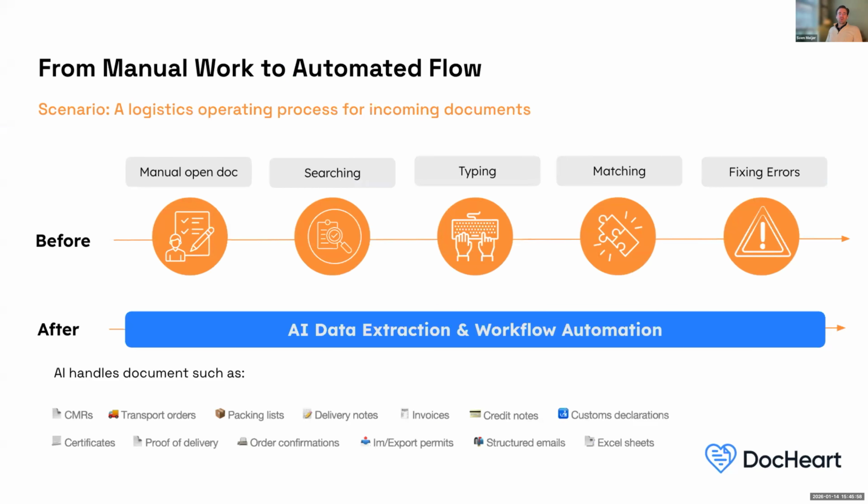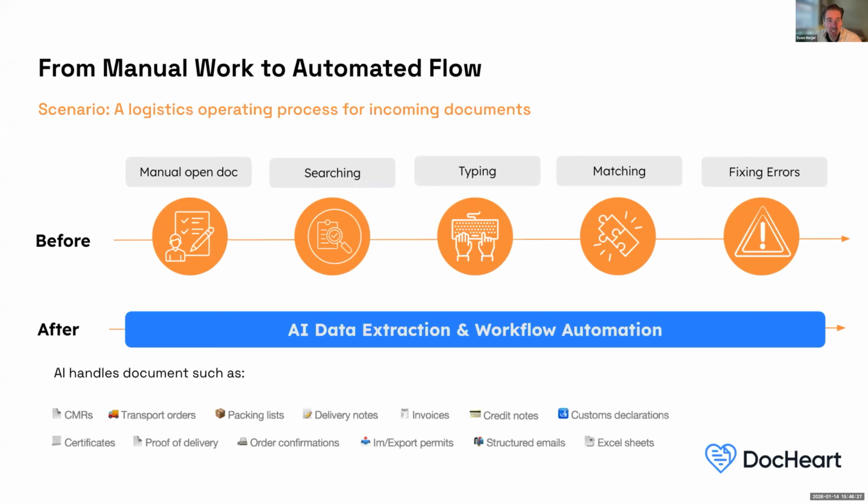So to make this more concrete, this slide shows the work before and after the automation. Before, documents arrive via email, SharePoint, or any shared folder. A human opens them, searches for data, types everything over, matches fields, and fixes errors by emailing back and forth. After, this entire flow is automated using AI extraction and workflow automation.